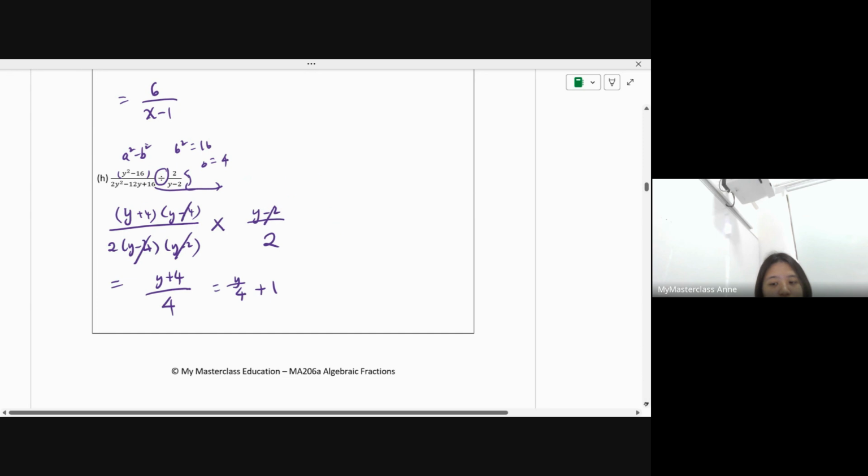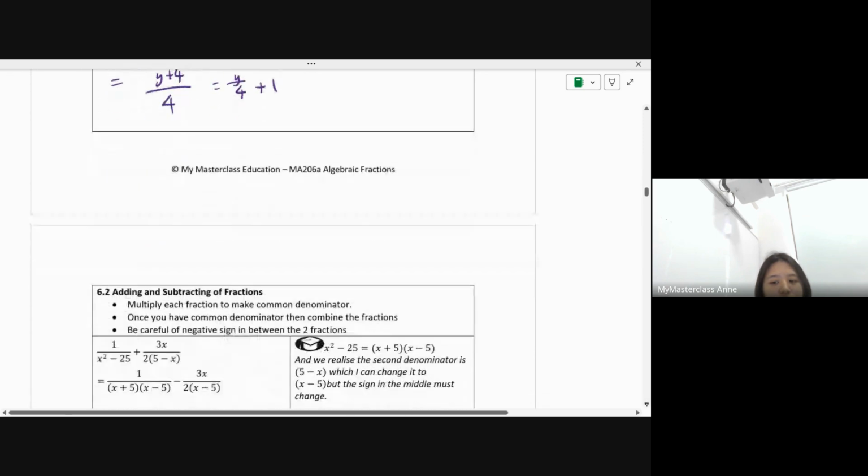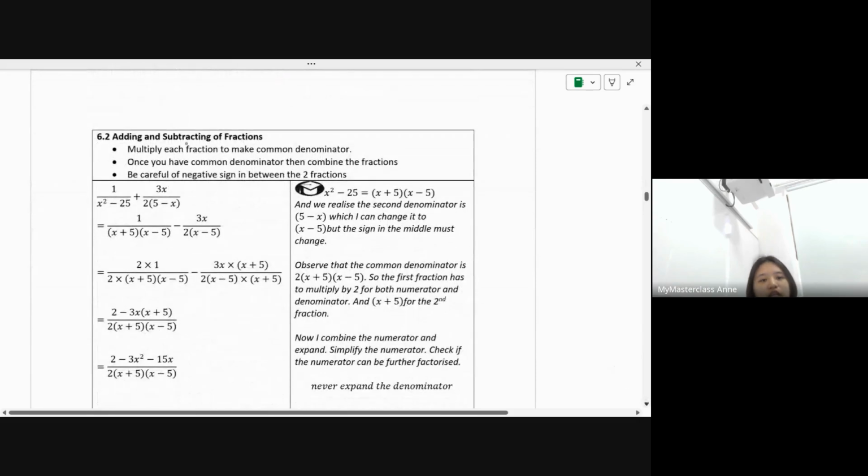Now we move to the next question. The next part is adding and subtracting of fractions, like what we saw just now, like 1/3 and 1/4. I just make them become the same denominator. Same thing here. What you need to do is first write it down and then factorize anything that you can factorize. So I get 1 over x plus 5 times x minus 5.